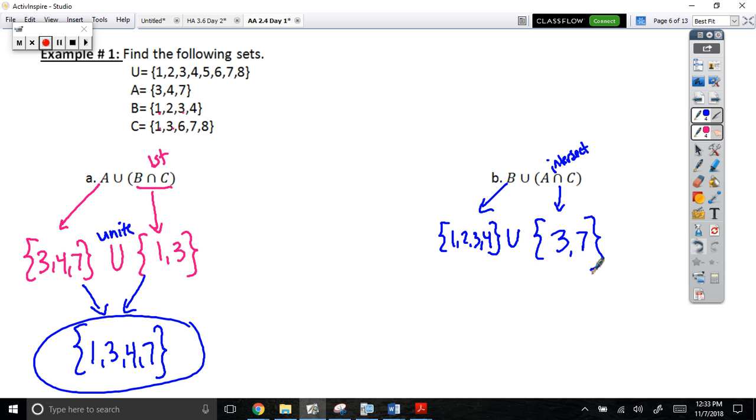Now we unite the sets together. 1, 2, 3, 4, 7.